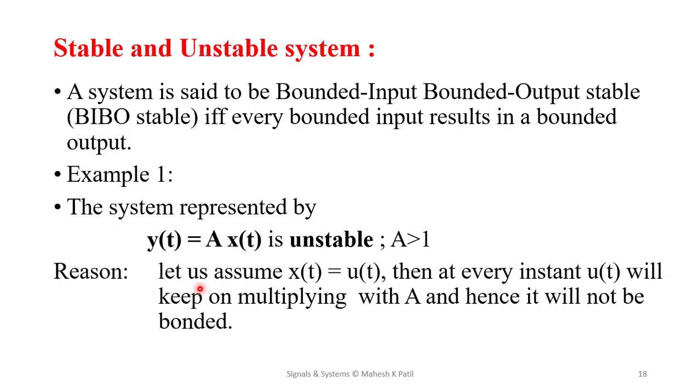Why? Because if we assume x of t as any signal, for example consider x of t as unit step signal, then at every instant of the unit step signal, we will keep on multiplying it with the number a, and it will not be bounded. It is not limited, it is an unlimited value. Therefore we can say this y of t equal to a of x of t is an unstable system.